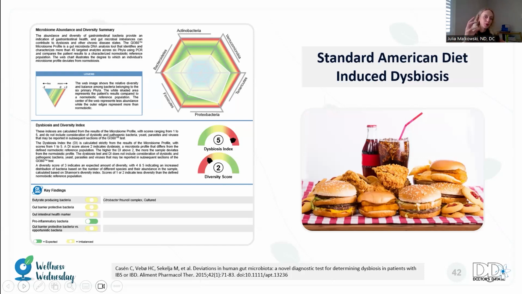Again, the web is pulled down towards that proteobacteria. We have the dysbiosis index score of 5 and the diversity score of 2. So low diversity, highly dysbiotic gut due to standard American diet. All of those key functional guilds of bacteria are outside the reference range. So the butyrate producers, the gut barrier, the intestinal health markers, and then that balance between the gut barrier and protective bacteria, that's going to potentially lead to mucosal barrier integrity issues and intestinal permeability.